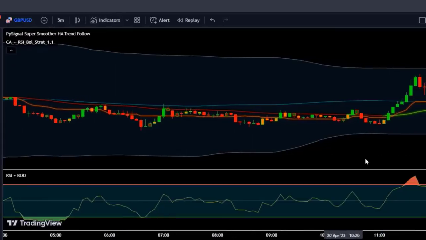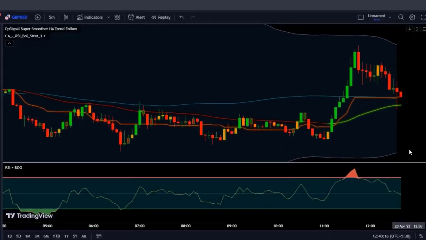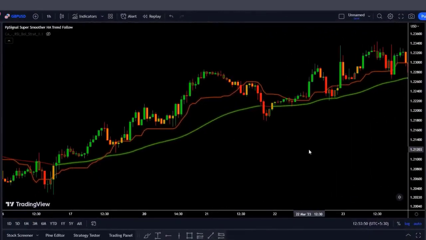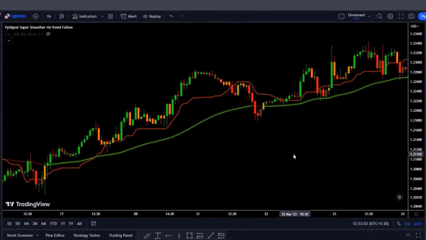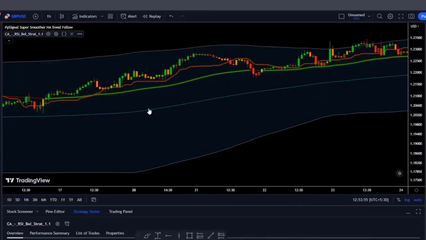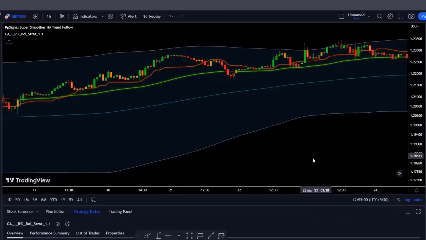By looking at the RSI Bollinger chart, we can easily understand whether the market is on an uptrend or a downtrend. For example, if I hide this indicator here, then at this position you will not be able to understand properly whether the market is on an uptrend or a downtrend. But if I use this indicator, it can be easily understood that the market is on the uptrend because the market is above the middle line of the Bollinger Band.